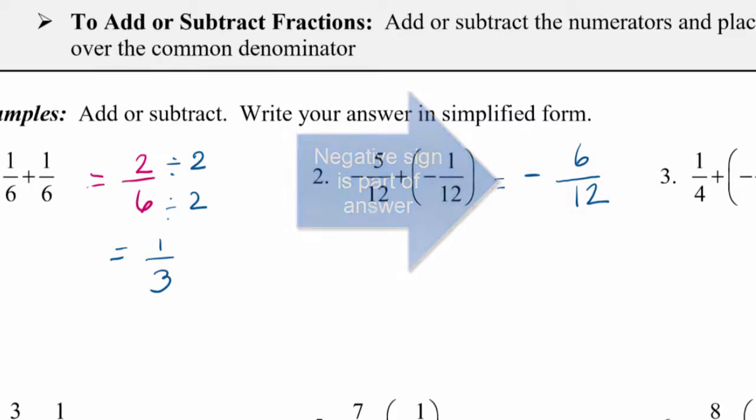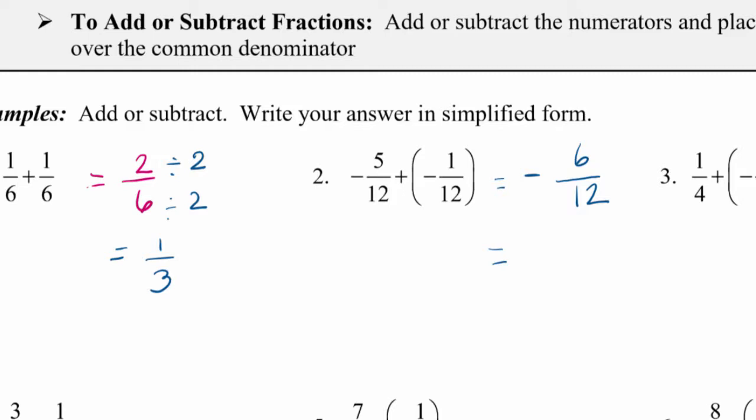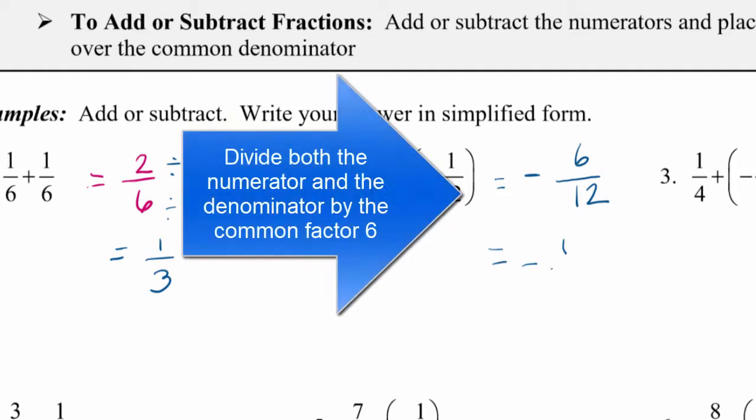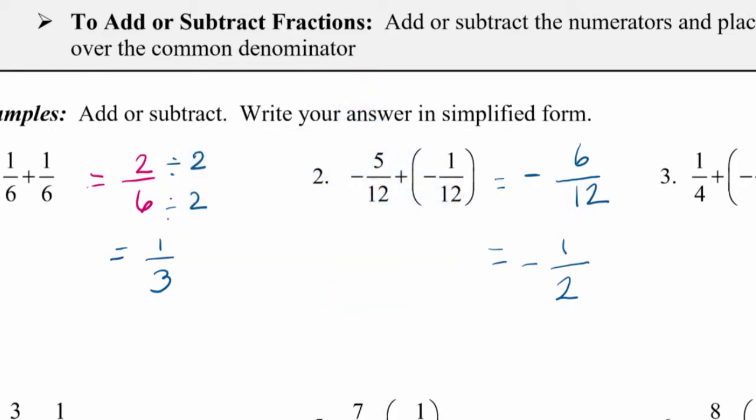Now, this fraction can be reduced further because 6 and 12 have a 6 in common. So we're going to divide numerator by 6. That'll give us a 1. 6 divided by 6 is 1. And 12 divided by 6, which is 2. So our answer is -1/2.